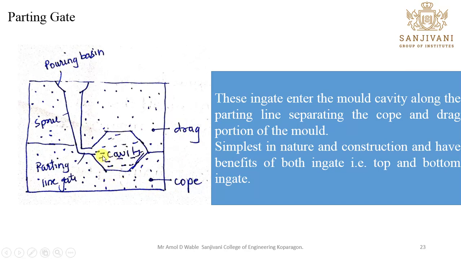So here again the bottom cavity will be filled rapidly, and the molten metal will fill the top gradually. Most of the time this kind of ingate is used for practical purposes, that is, on the shop floor. It is simplest in nature and construction and has the benefits of both ingates, top and bottom.